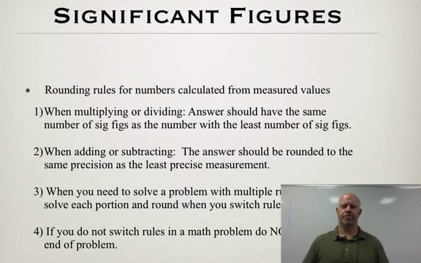The first rule deals with multiplying and dividing. The rule tells us that answers for multiplying and dividing measured values should have the same number of significant figures as the measured value with the least number of significant figures. If we do a practice problem, we'll walk you through and show you what we mean by this.